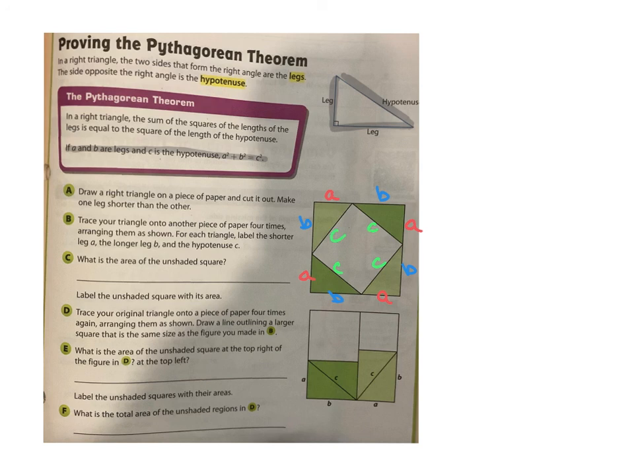So then they ask us, well, what is the area? If you place them all into a square, you have this big open unshaded area here. What's the area of that? Well, it's a square, right? It's a perfect square. So I would take one side times the other side, C times C, which is C to the second power. So what's the area of the unshaded part? C to the second power. Okay, and so let's put the area in there.